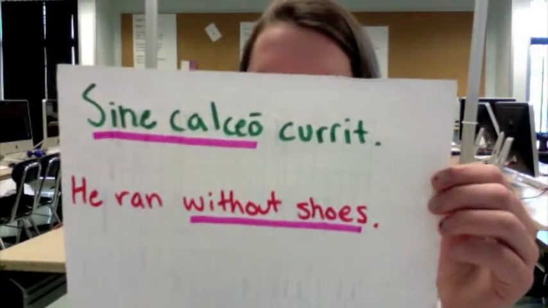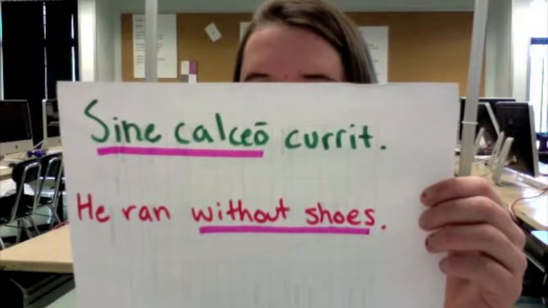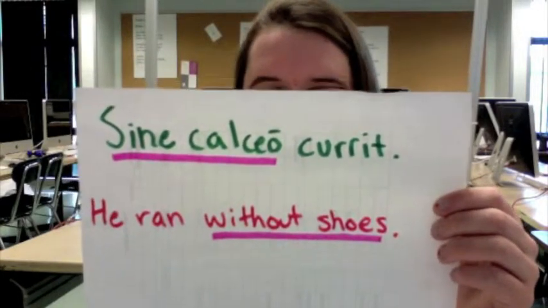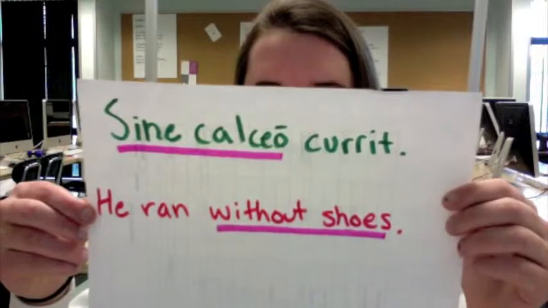The last example using the ablative case is "sine calceo currit." Notice that sine is a preposition in the ablative cheer, and therefore calceo, meaning shoes, is taken with the ablative case. And now here are some examples using the accusative case.